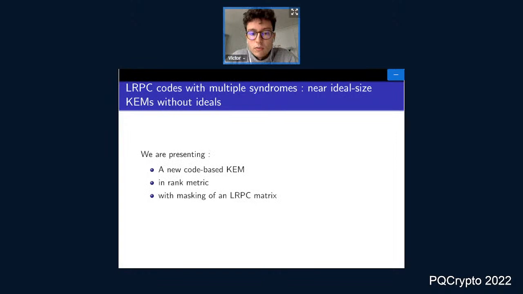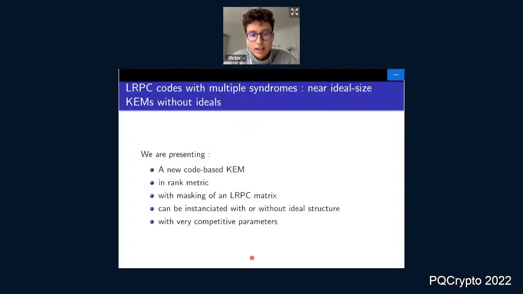It works with masking of low-rank parity check matrix, which is a special type of low-rank parity check codes in the rank metric. And our scheme can be instantiated with or without ideal structure, meaning that the public key can have or not redundancies inside the matrix. And it leads to very competitive parameters, even without the use of an ideal structure.